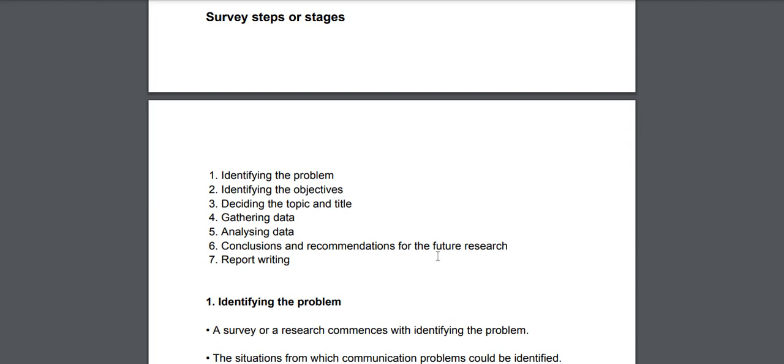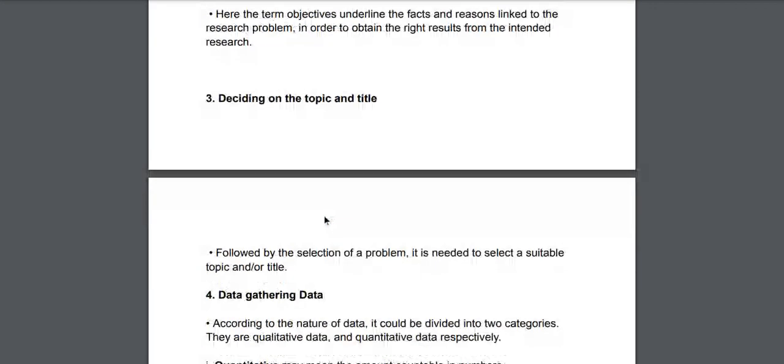So first one, you need to understand the problem, right? So there are different problems. So we are doing surveys to solve those problems, right? So we have to find the problem first. After that one, objectives, and we have to decide topic and a title, and we have to gather data. We have to use a gathering method, right? And after that we have to analyze data after gathering. After that we can say the conclusion and the recommendations for the future research. So the last part is report writing. Okay, so these are the things that you need to remember.